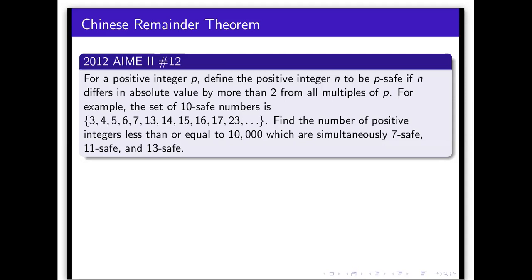So what p-safe means is that n is more than 2 from the nearest multiple of p. So you can say that 4 is 7 safe because the distance from 4 to the nearest multiple of 7 is 3. But say 9 isn't going to be 7 safe because 9 is 2 away from the nearest multiple of 7.